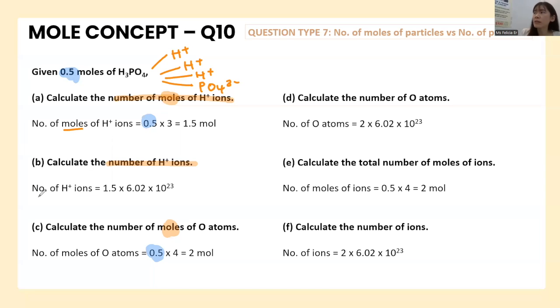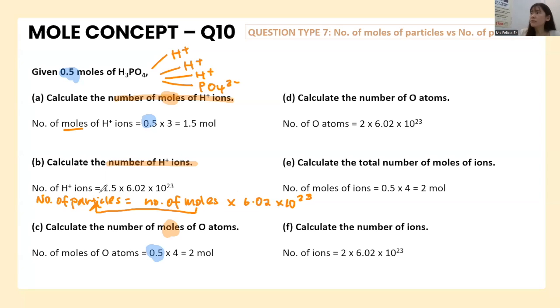So Avogadro's formula is number of particles equals number of moles times the Avogadro's constant. Same thing again: most IP schools use the exact number, 6.02. If your school follows the O-level syllabus instead, it will be only 6, without the two decimal places. In this case, take note that this number of moles follows the type of particle in front.